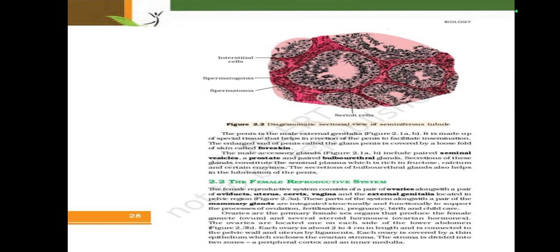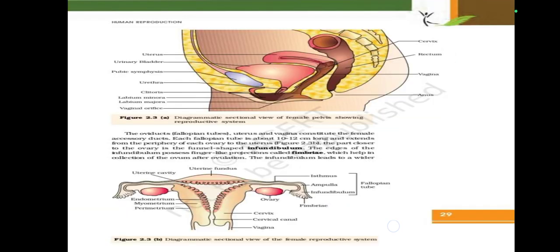Ovaries are the primary female sex organs that produce the female gamete, ovum, and several steroid hormones, ovarian hormones. The ovaries are located one on each side of the lower abdomen, figure 2.3b. Each ovary is about 2 to 4 cm in length and is connected to the pelvic wall and uterus by ligaments. Each ovary is covered by a thin epithelium which encloses the ovarian stroma. The stroma is divided into two zones of peripheral cortex and inner medulla.